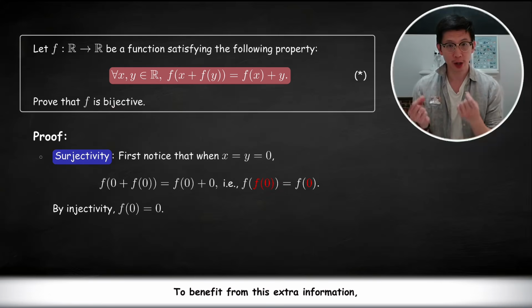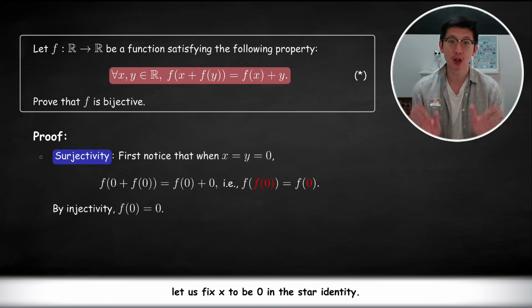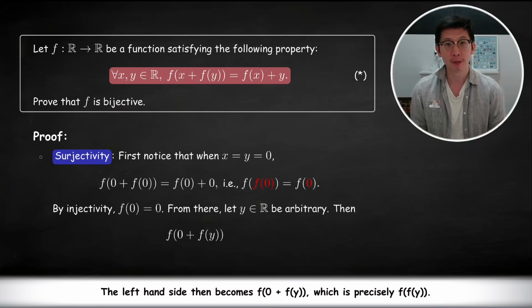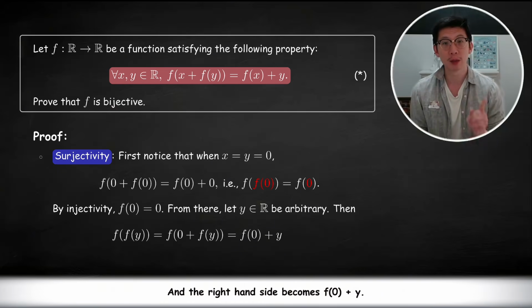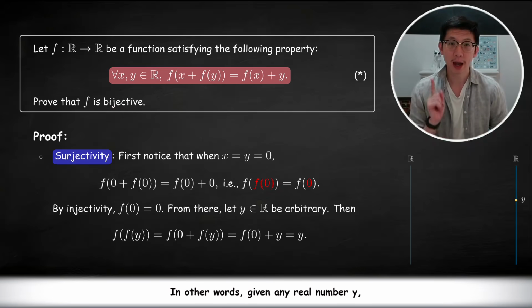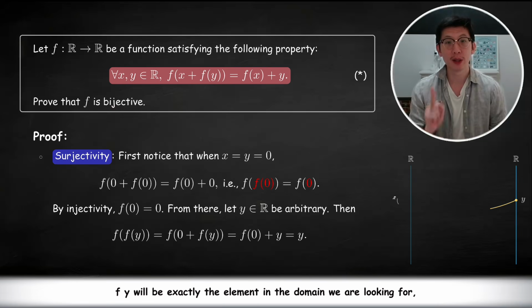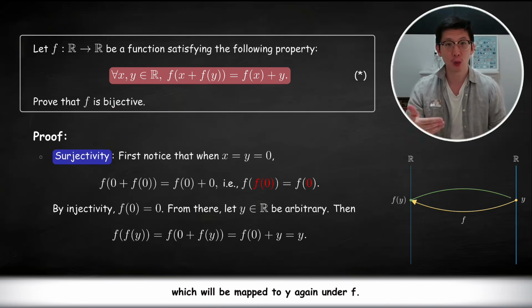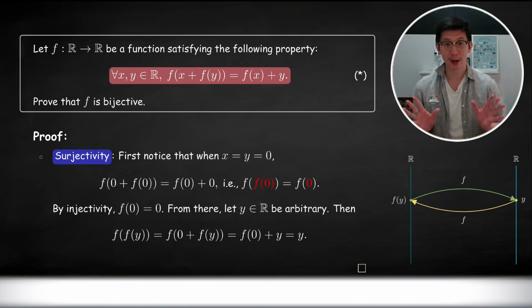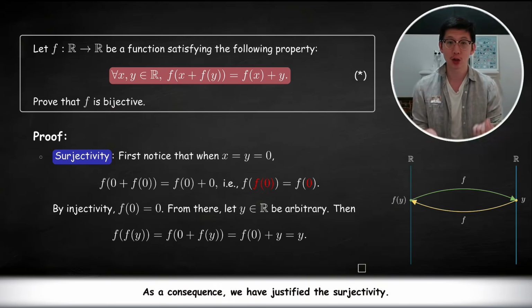To benefit from this extra information, let us fix x to be 0 in the star identity. The left-hand side then becomes f(0 + f(y)), which is precisely f(f(y)), and the right-hand side becomes f(0) + y. Since f(0) is equal to 0, this gives y. In other words, given any real number y, f(y) will be exactly the element in the domain we're looking for, which will be mapped to y again under f. As a consequence, we have justified the surjectivity.